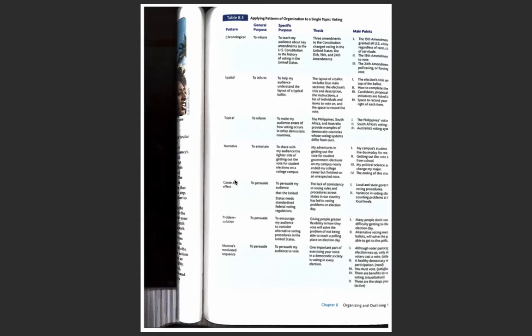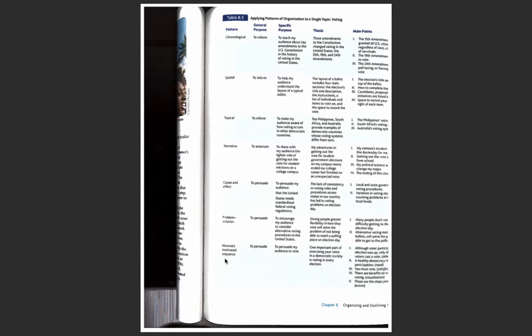I'll call cause and effect causal. And I won't be talking about Monroe's motivated sequence. Monroe's motivated sequence is a variation of problem solution, and it will be one of the options that you can use for speech number 3. But I'm going to spend more time talking about Monroe's motivated sequence when we get to speech number 3. So I'm not going to discuss it in this video.